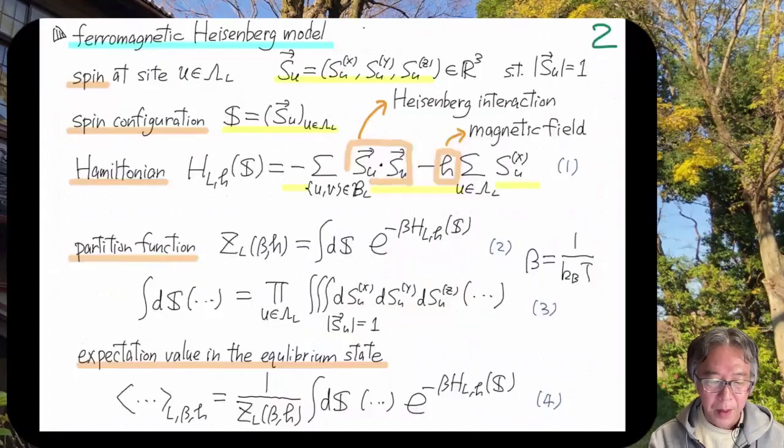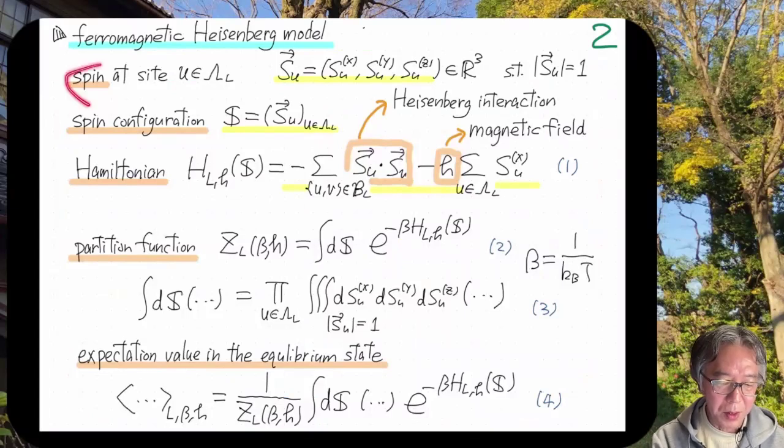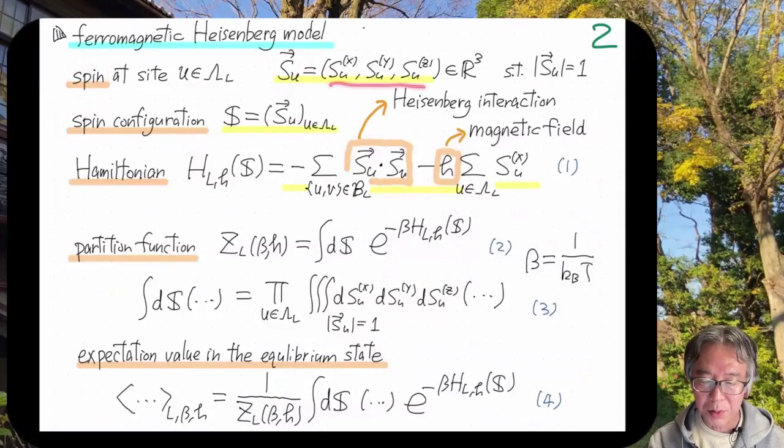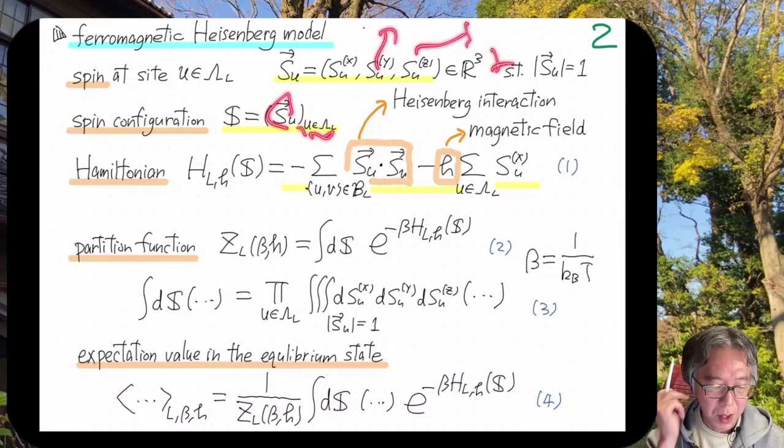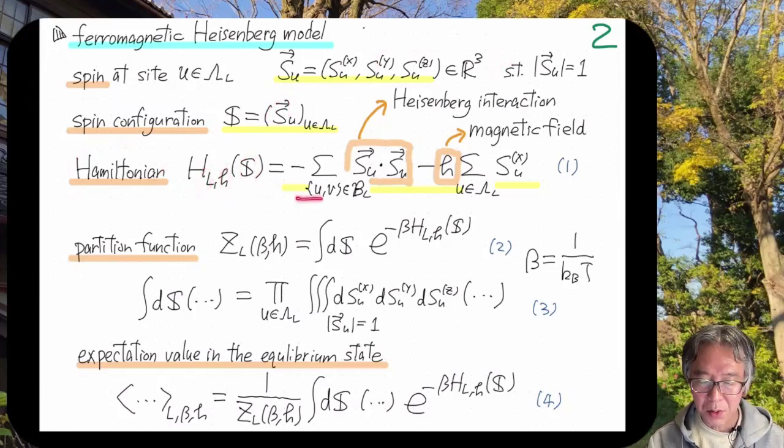All right, so first of all I will consider the ferromagnetic Heisenberg model. Actually, we do not discuss this model in detail in this lecture, but anyway, this is the most standard. First of all, the spin at site u is denoted like this, and this is nothing but a classical three-component vector with length 1. By a spin configuration, we mean simply the collection of all these spins on all sites. Now here's the Hamiltonian, or the energy. Of course, it must be a function of the spin configuration, and these are parameters: the system size and the external magnetic field. It consists of two parts.